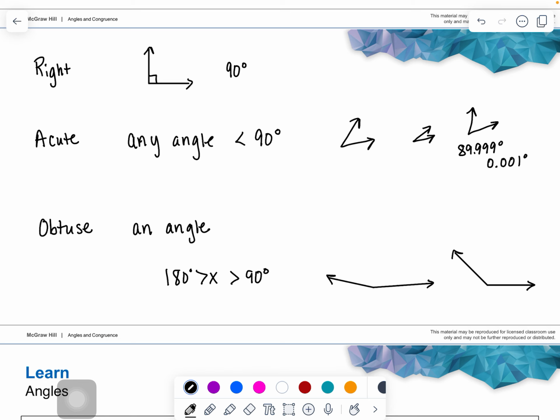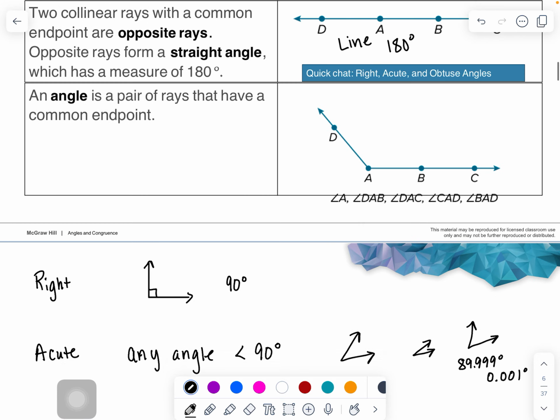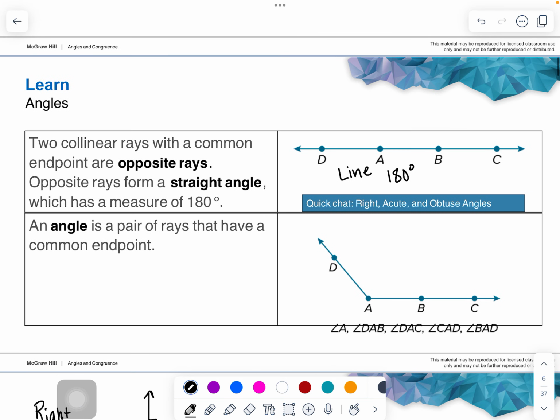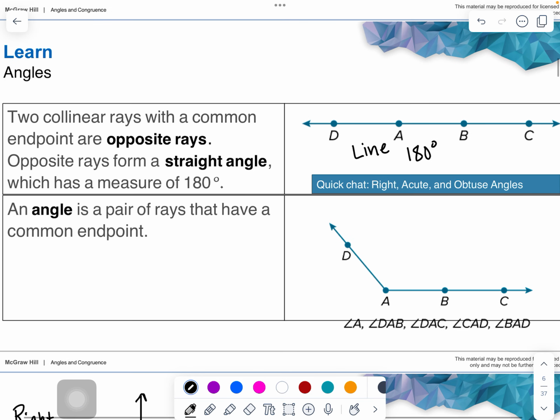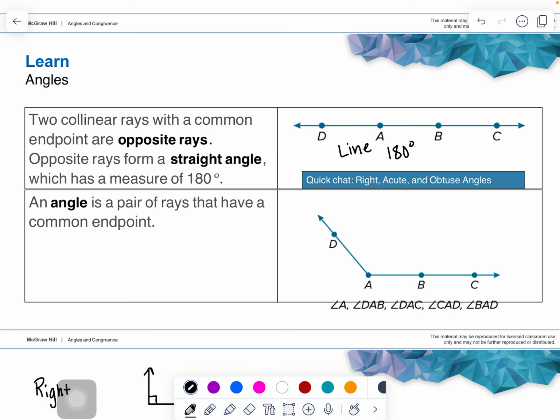All right. So hopefully you've got some notes on there. If you need to, you can pause me and keep taking notes. Otherwise, I'm going to go back up. Okay. So an angle is a pair of rays that have a common endpoint. So for this one, we've got a ray going out that way, a ray going out that way, and they form this angle in here.